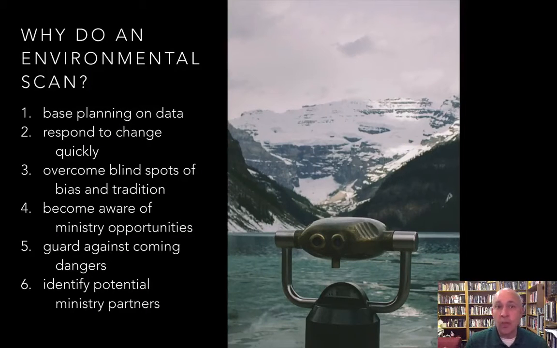Here are six reasons why. Number 1 is that we want to base our planning on actual hard data. We want to look at demographic information. We don't want to go on gut level instinct. And so being able to do some hard research to get the data to know who's coming to your church and who's out in the community that you need to be ministering to.